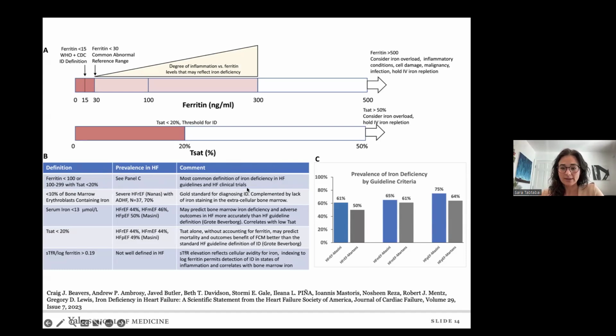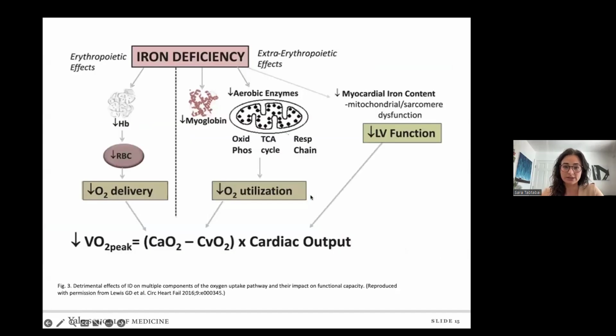And this is the most common diagnosis. Along panel C here is the prevalence of iron deficiency by guideline criteria. So if you look across the bottom of this graph, heart failure with reduced EF, 50 to 61%, depending on the trial, of patients with HFrEF will have iron deficiency. In mid-range EF, also very prevalent in the 60% range, and then in HFpEF, if anything, more prevalent. So there's lots of reason to screen patients.